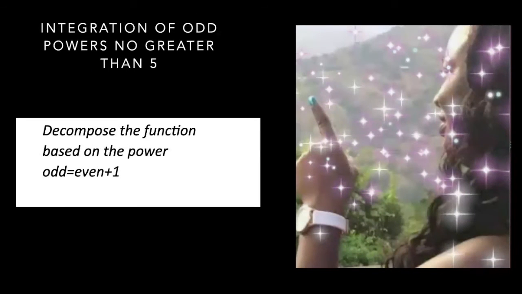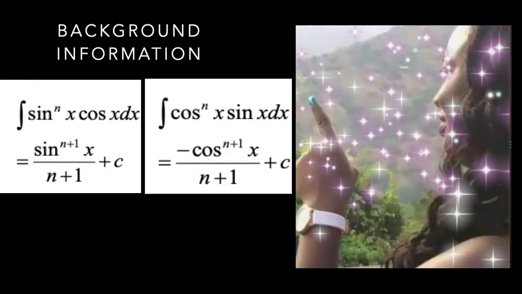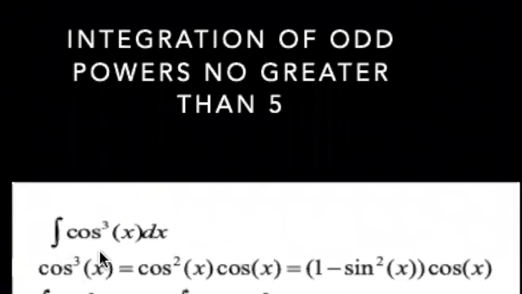We can also have the integration of odd powers where we decompose the function based on the power, odd, even plus 1. So a little background information, if we have the integral of sine to the n x cos x dx, it is sine to the n plus 1 x over n plus 1 plus c. If you have the integral of cos to the n x sine x dx, then it's minus cos to the n plus 1 x over n plus 1 plus c. So let us look at the integral of cos cube x dx.